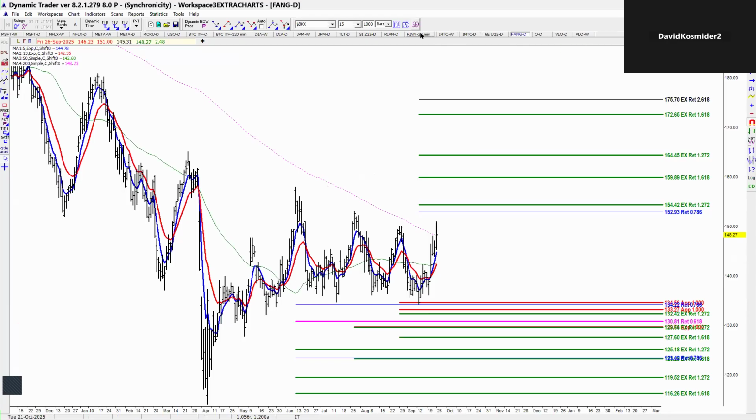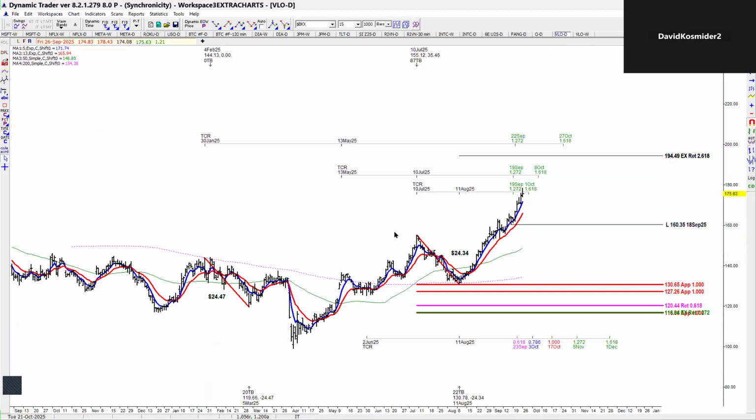We have one I looked at for another friend, VLO daily chart. Here's where I had a prior high to low swing, and we also would have projected this, but it came in lower. But this was very similar. So here's symmetry, 24.47 versus 24.34. And with simple symmetry, all you needed to do was click, click, and click, and you would have had this level at 130.65 for possible support.